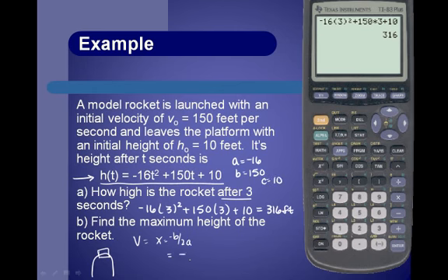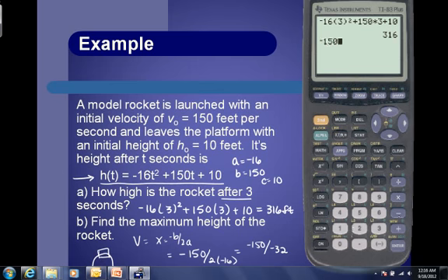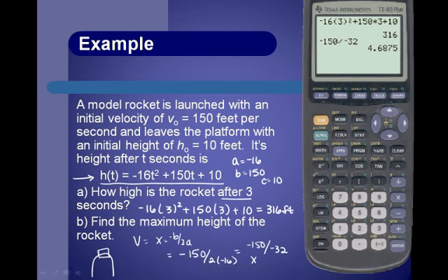So we would get -150 divided by 2 times -16, which is -150 divided by -32. So our x value of our vertex is 4.6875. That is the time that it's going to reach its maximum height. The maximum height is really the y value.